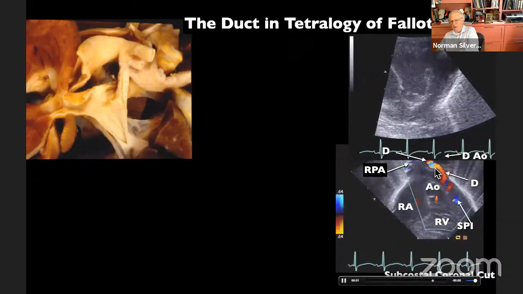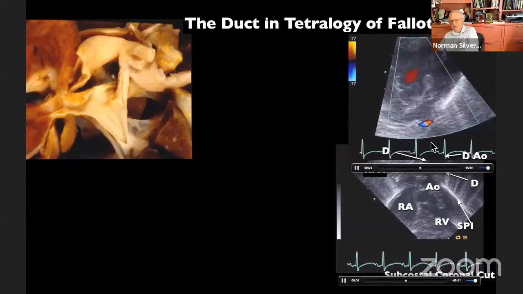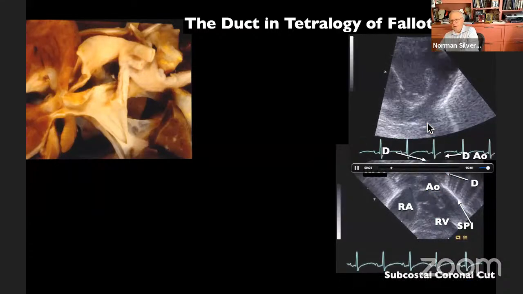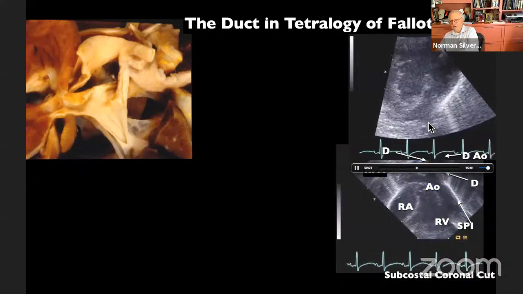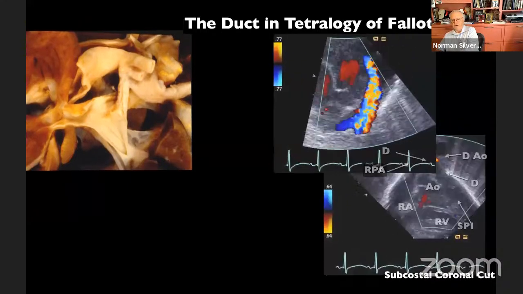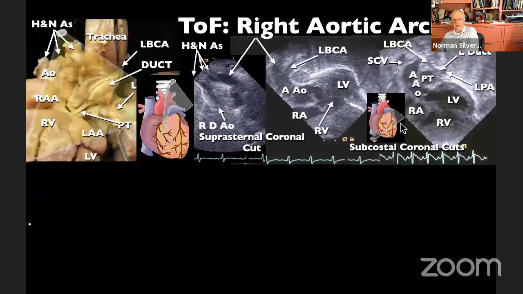Here it is subcostally coming off here, and in the same patient, you can see this duct from the parasternal short axis view. And then, of course, here's the right aortic arch, and I like to orient my right aortic arch in a suprasternal coronal equivalent view. And here comes the ductus around from this right aortic arch around the trachea and joins into the pulmonary trunk.